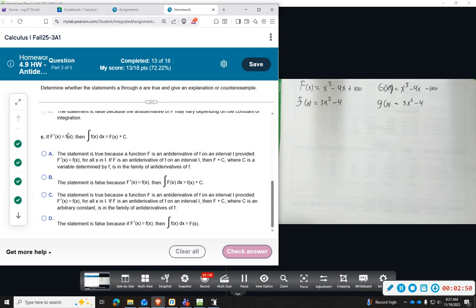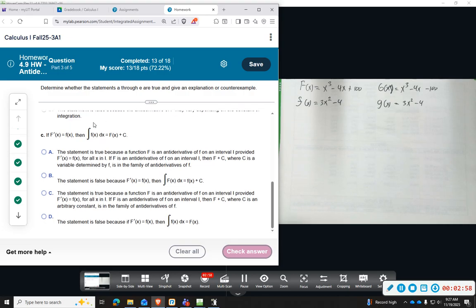Big F prime of x is equal to little f of x. Then the integral of little f of x is going to be big F of x plus c. That's true. Definition of integral, the statement is true. F is an antiderivative on an interval, and F plus c determined by f is in the family of antiderivatives. That looks good. This one says F is an antiderivative, C is an arbitrary constant, is in the family of antiderivatives of f.